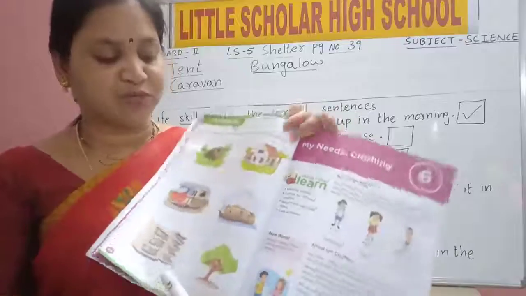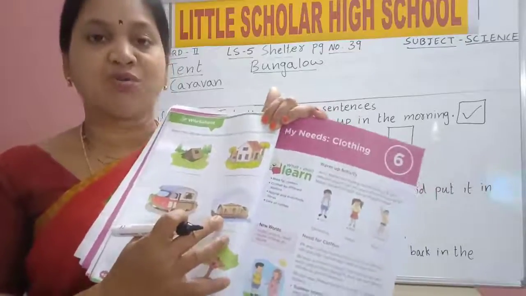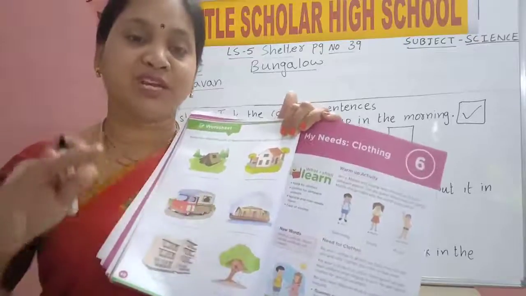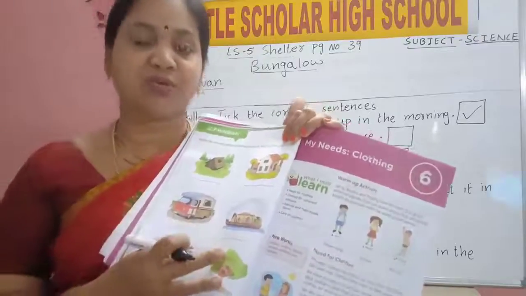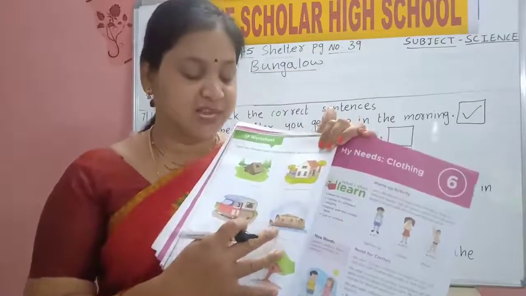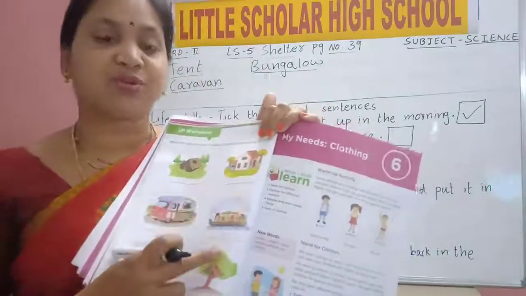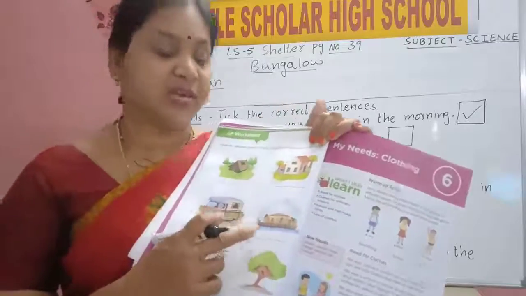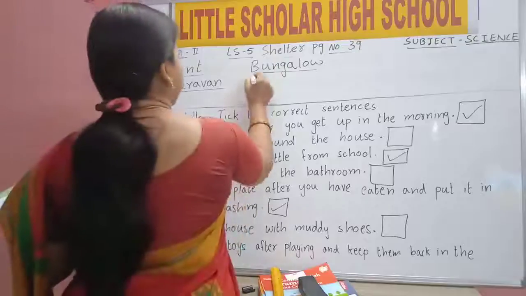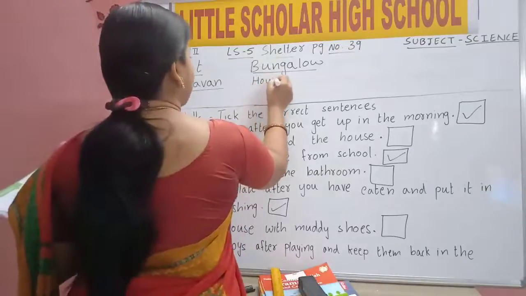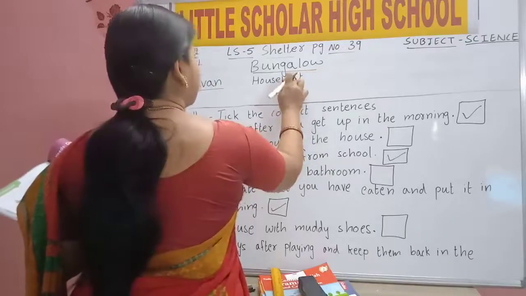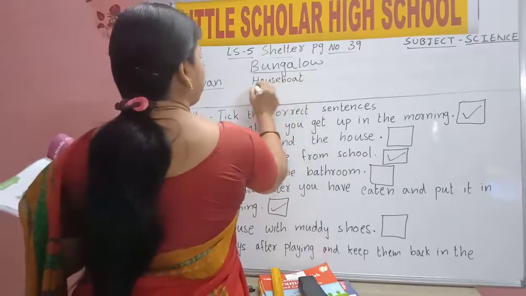Now fourth picture, what is this? Houseboat. Where can we see this houseboat? It will be floating in water. In Kerala, or when you go to Kashmir, we can see these houseboats in lakes. So what is the name of this houseboat? It floats in water. Houseboat. H-O-U-S-E, house. B-O-A-T, boat. Houseboat.